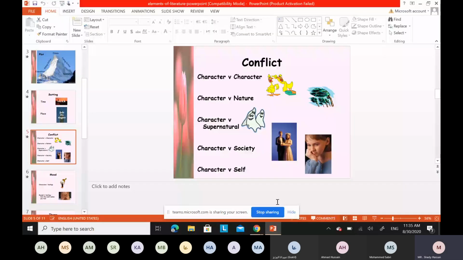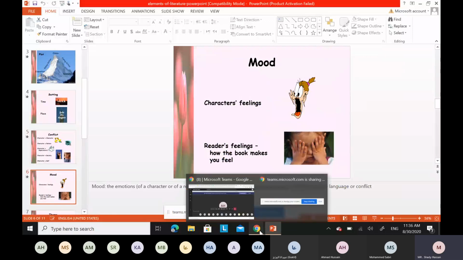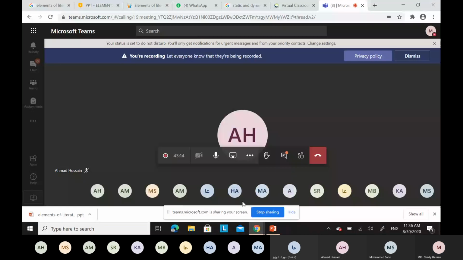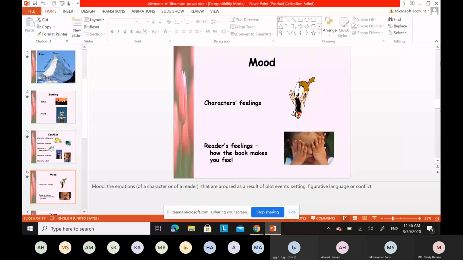We've got another element, which is mood. The mood is the reader's feelings, how the book makes you feel. This is the mood.